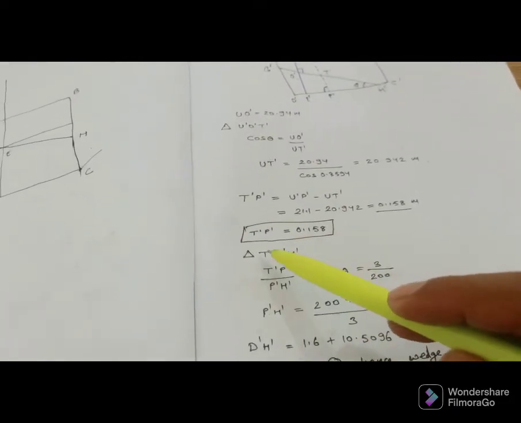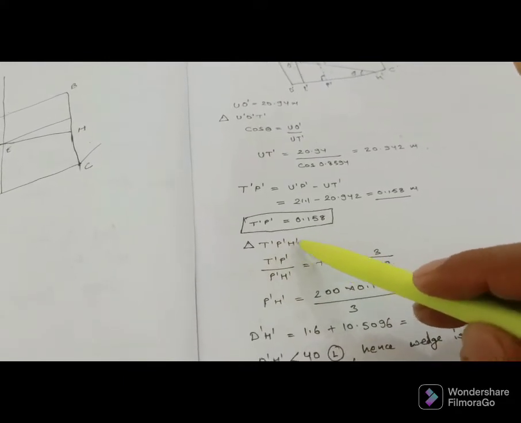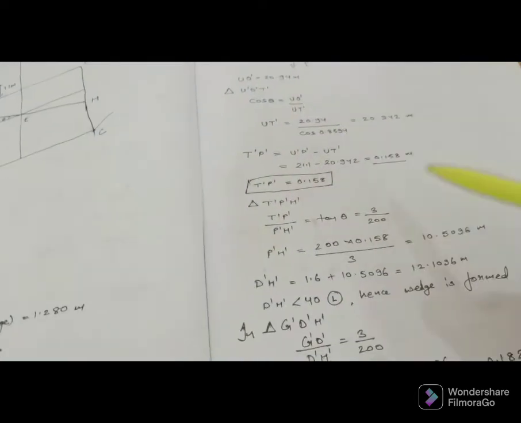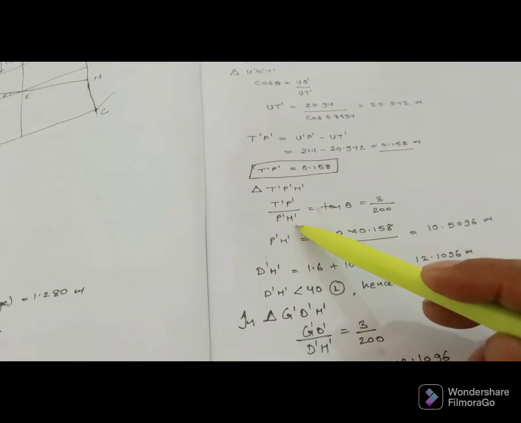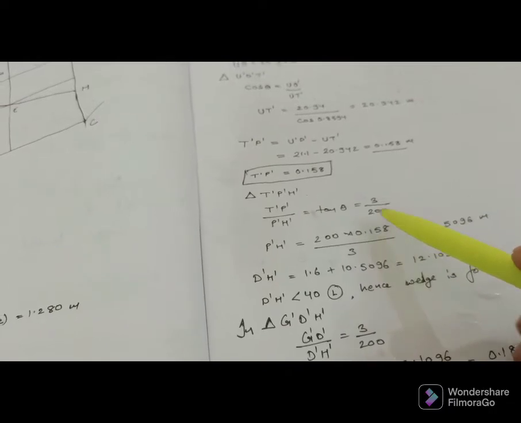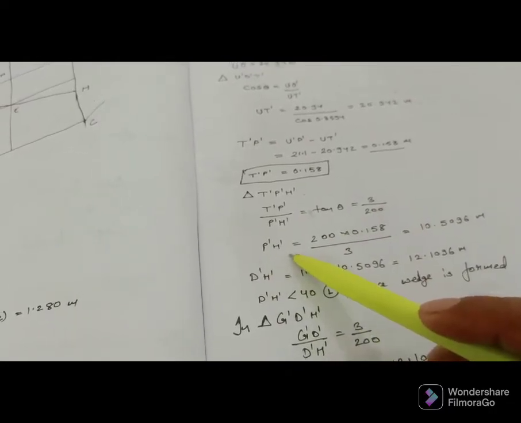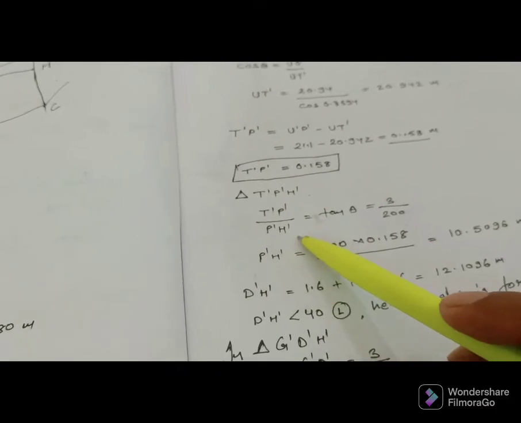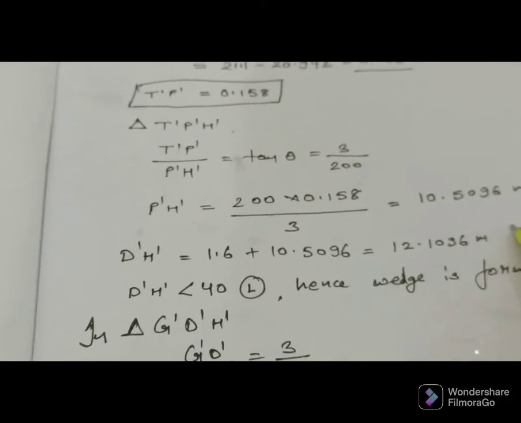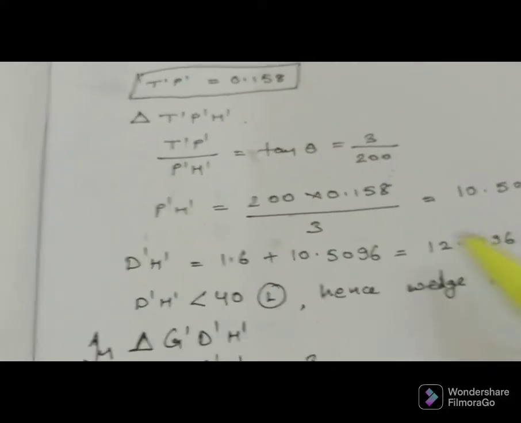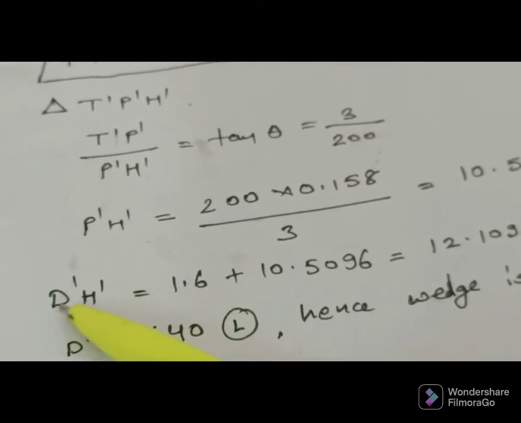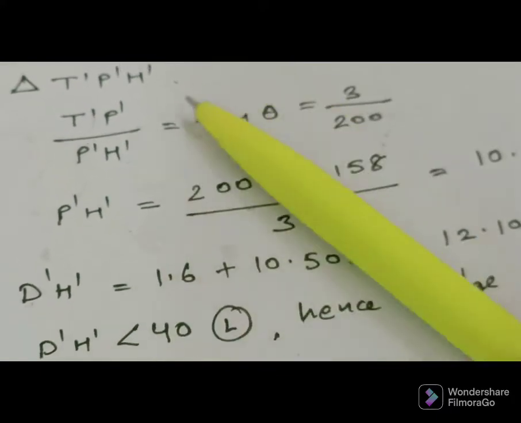0.158. Now triangle T'P'H'. We know T'P' upon P'H' is equal to tan theta, and tan theta we know the value, 3 upon 200 is tan theta. So by this we get the value of P'H', because we have already calculated the T'P' value. So by this we have calculated the P'H' value, and now we get the value of D'H'.